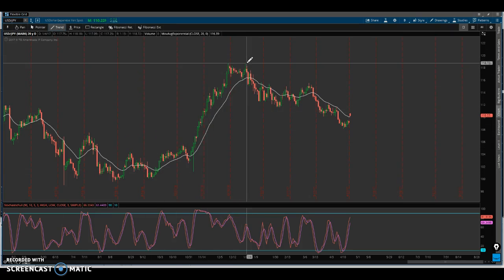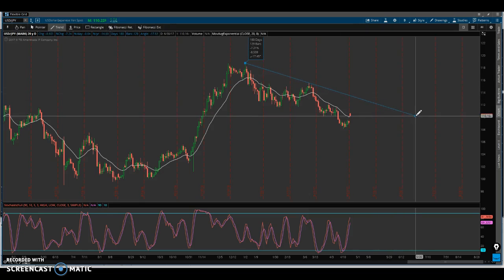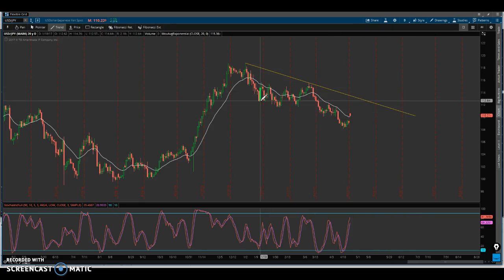And if we just do a basic chart markup here, we have a channel forming within this downtrend that's making our lower lows and lower highs. And we just this past week had a test of the channel bottom.